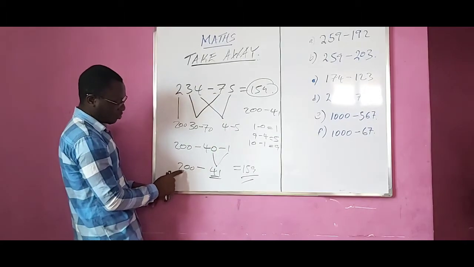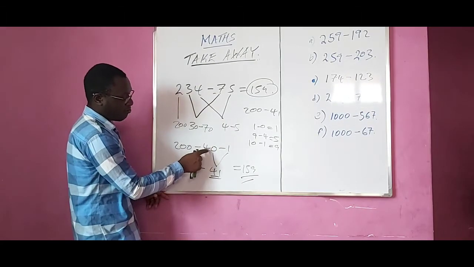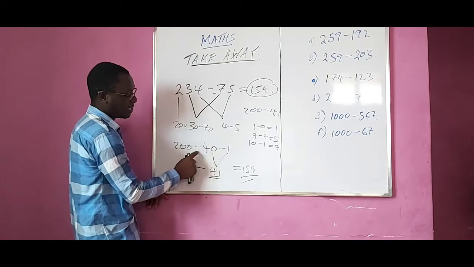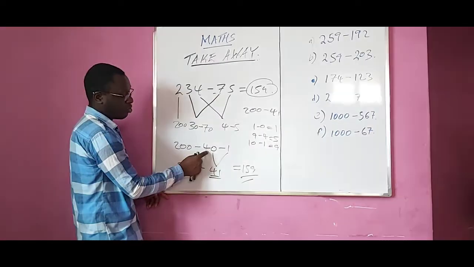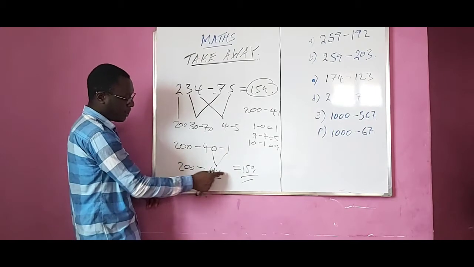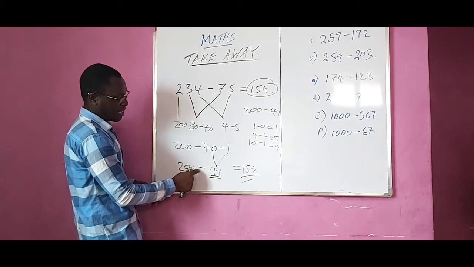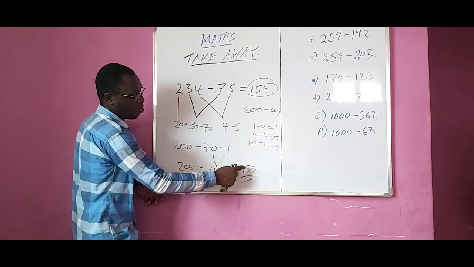And therefore we have 200 minus 40 minus 1. Because it's minus here, minus there, we add these two. So it is 40 minus 1 becomes 41. Then it is 200 minus 41, which is equals to 159.